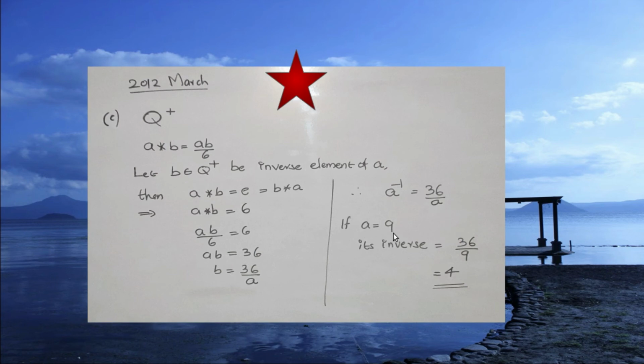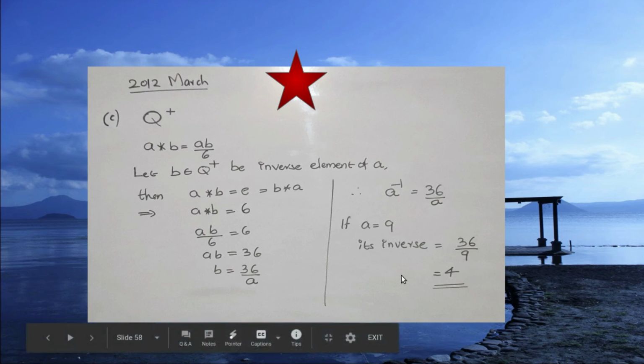If A is equal to 9, its inverse is 36 by 9. When A is equal to 9, A inverse is 36 by 9, that is equal to 4.